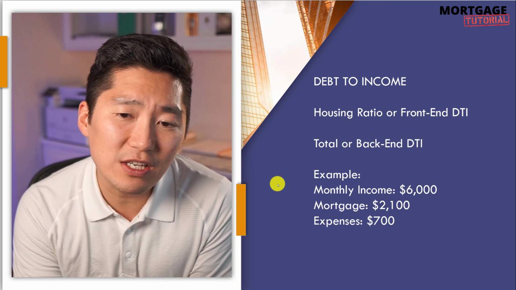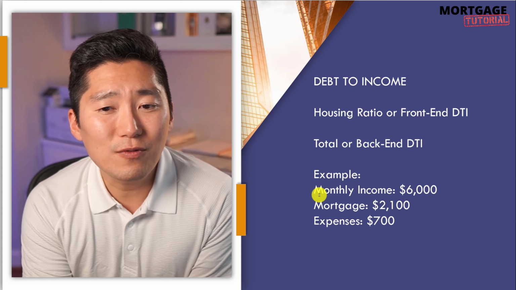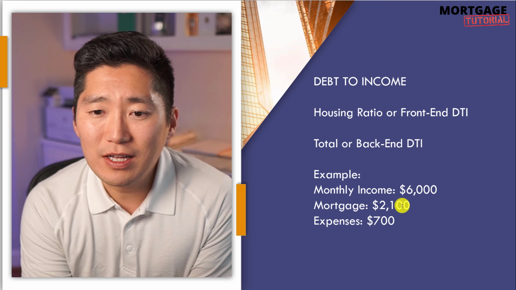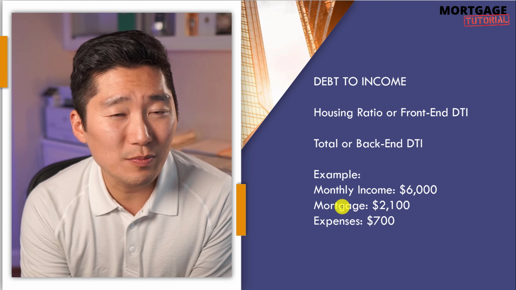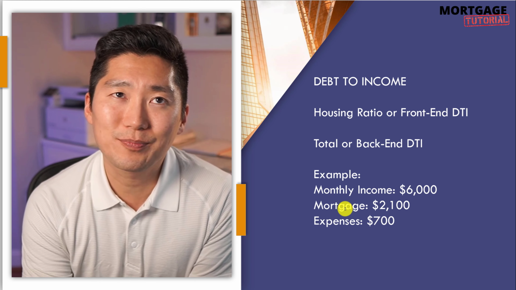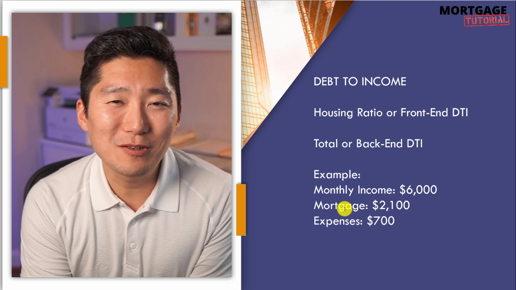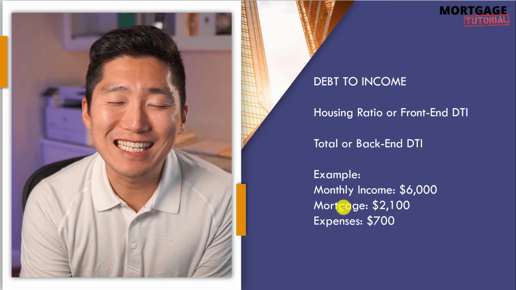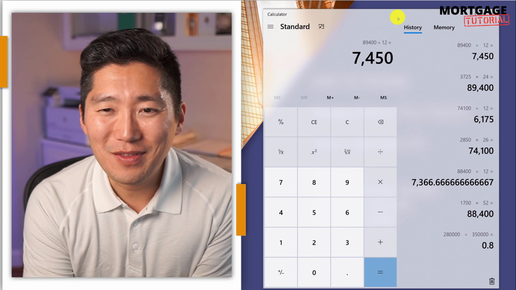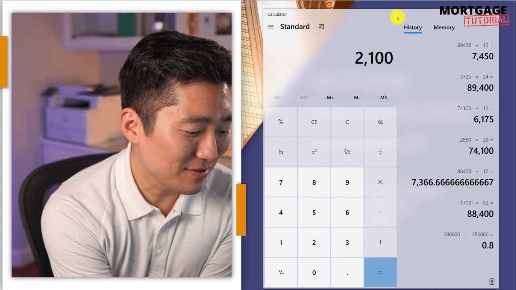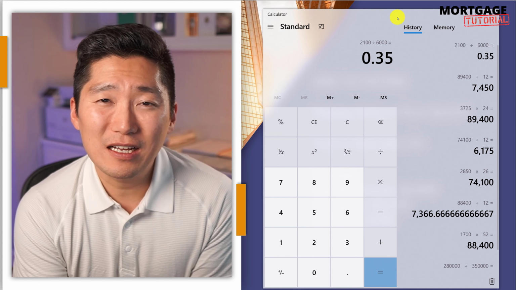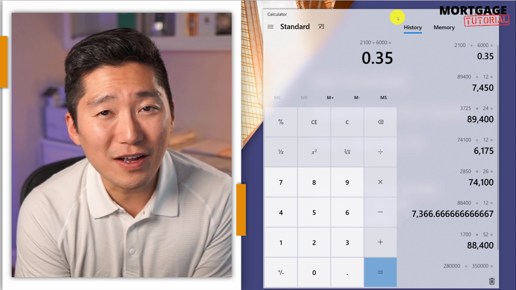So if we take a look here, the gross monthly income for this individual is going to be $6,000. The mortgage payment that this person has, which is going to include the PITI, principal, interest, tax and insurance, is going to be $2,100. So $2,100, divide that by 6,000. This person's front end DTI or housing ratio is going to be 35%.